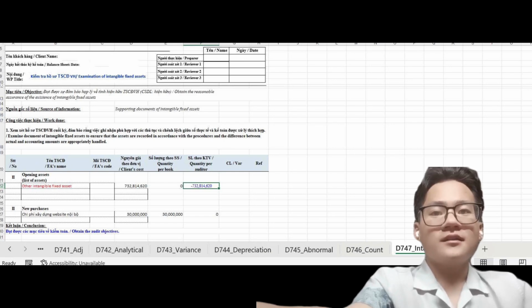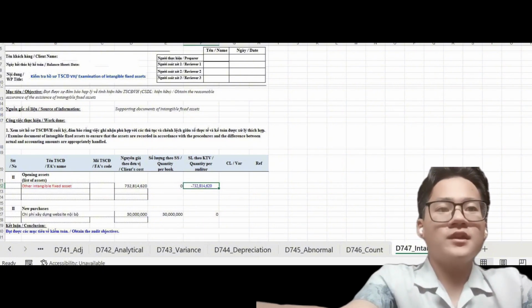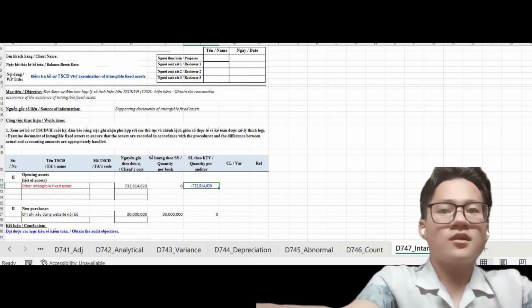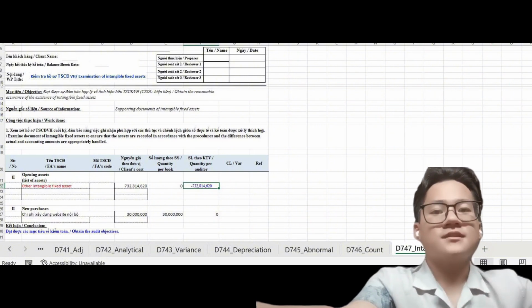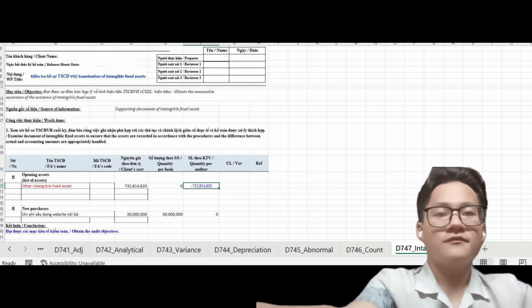What did we find? The sheet breaks assets into two groups. Opening balance assets, other intangible fixed assets, were listed at 732 million, but our verification shows a value of 0, a difference. So it could mean the asset no longer exists or was valued incorrectly. New budget: internal website development cost was recorded at 30 million and we confirmed it as correct. No issue there. The new assets are accurate, but the opening balance had problems that need fixing.